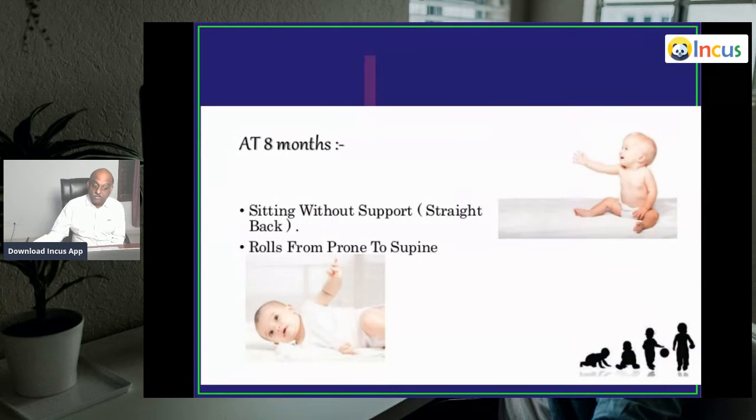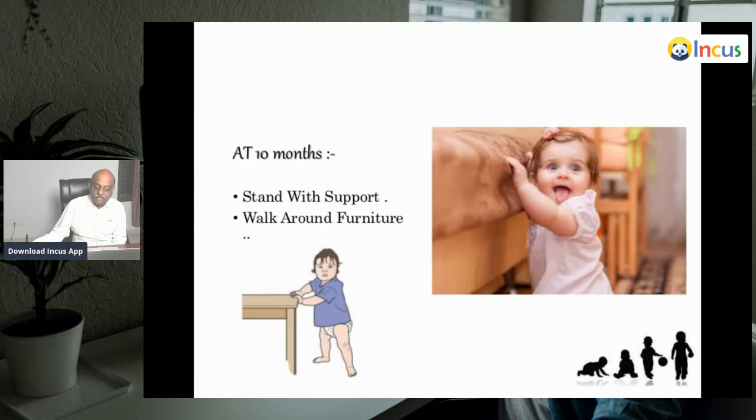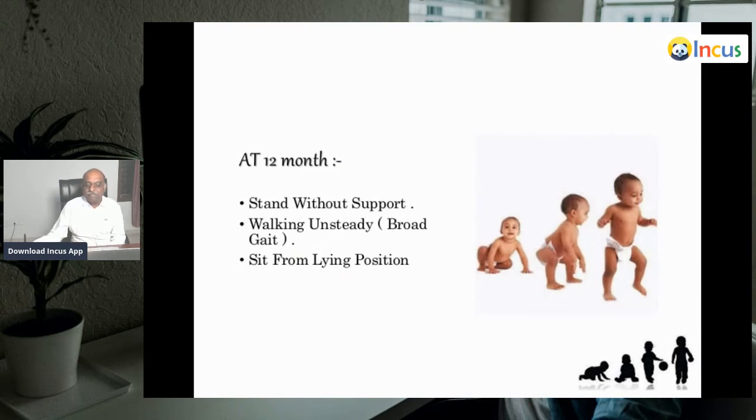8 months, sitting without support is what you need to remember. And he rolls from prone to supine. At 9 months, parachute reflex will start. He rolls back to front, crawling on the abdomen, pull to stand. At 10 months, he stands with support, walks around the furniture. At 12 months, he stands without support, walks unsteadily and sit from the lying position.